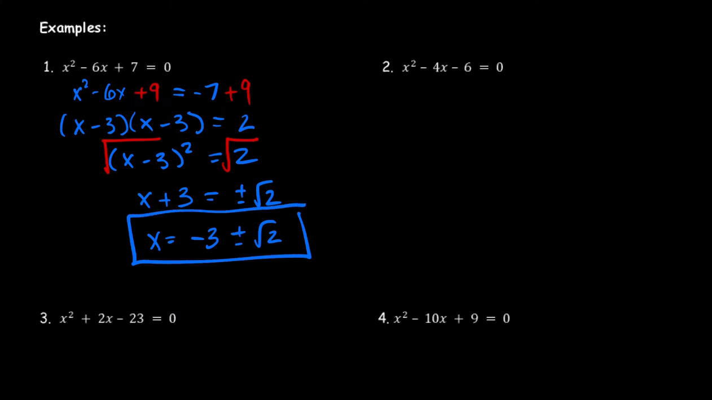You have two roots here, remember. One of them is negative 3 plus square root 2. The other one is negative 3 minus square root 2. So we do have two roots there. And what's nice about this one, the radical is already simplified.